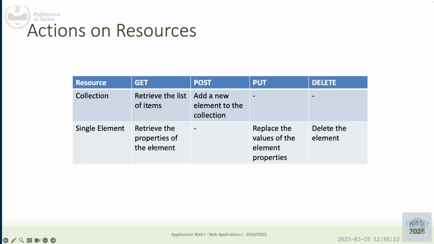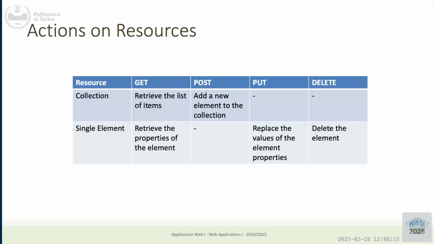And single elements, what can we do? Since you have the URL of a single element or a single student, you can do a get and get all the information about the student. Or you can replace, update some information about the student. A put basically overrides the properties of an object with all or a subset of properties that I'm providing anew. Or deleting an element from the collection to which it belongs.